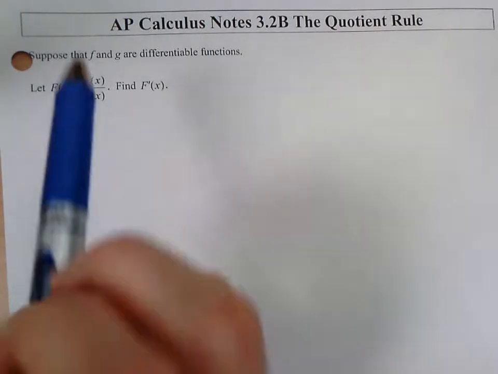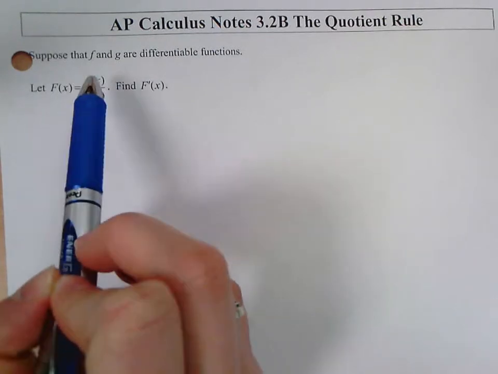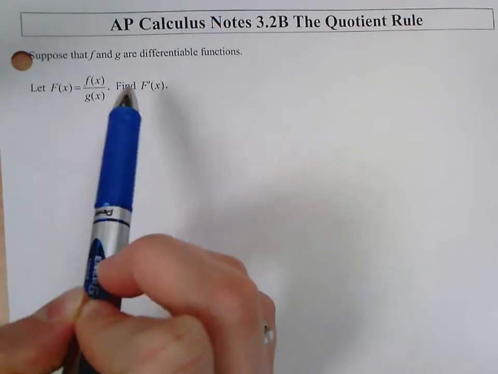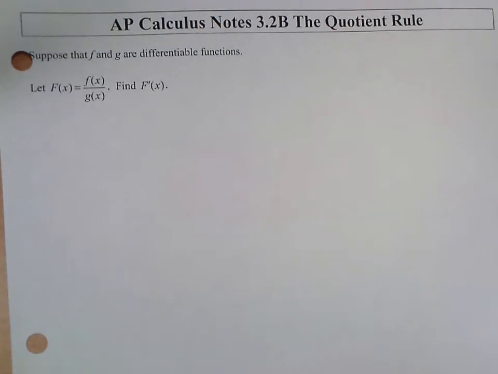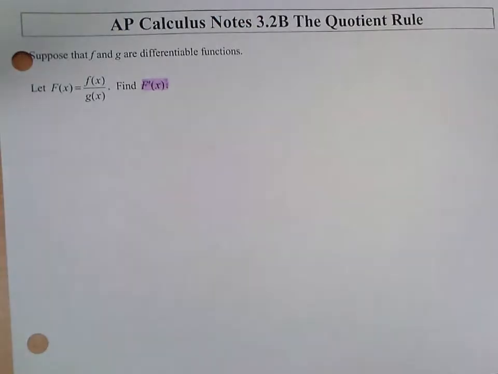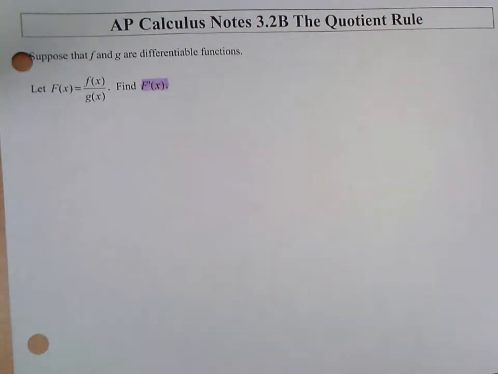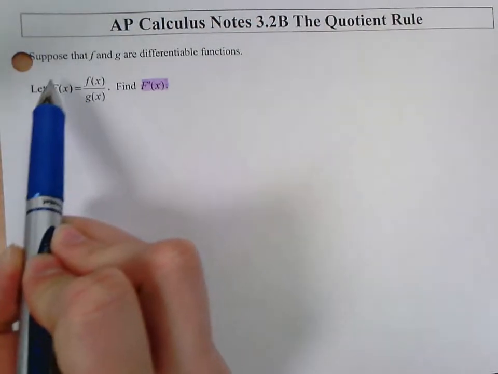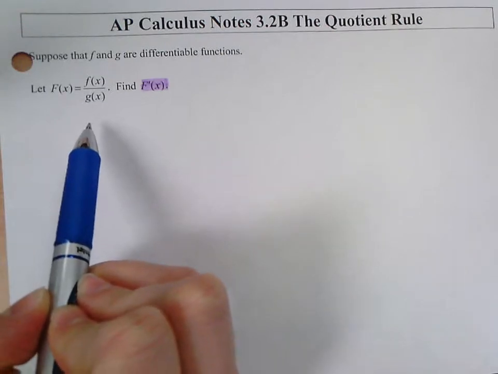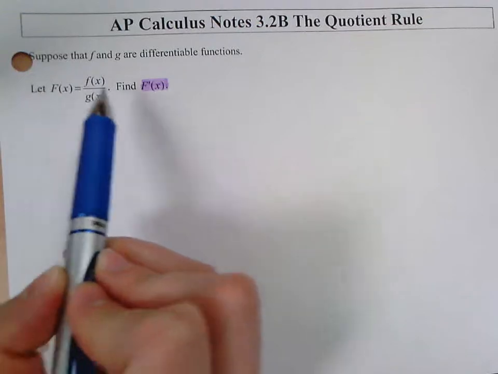So if we have a quotient of two functions, we're letting capital F of x be little f divided by g, and it says find capital F prime. And we're actually going to use the product rule within this proof. So what I'm first going to do is write this as a product. So I'm going to change it so that it's not a quotient. So I'm going to multiply both sides by g of x.